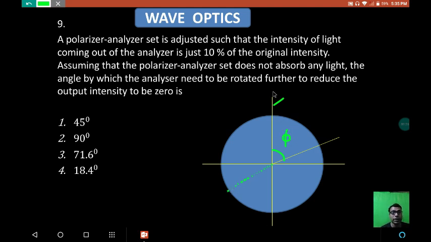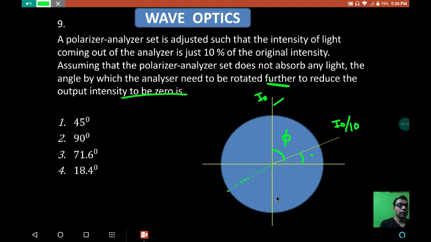If the intensity at this position is I naught, then what will it be here? The intensity is I naught by 10, because it is 10% of the original intensity. Now we have to calculate this angle, means at what angle it has to be. The angle by which the analyzer needs to rotate further to reduce the output intensity to 0.